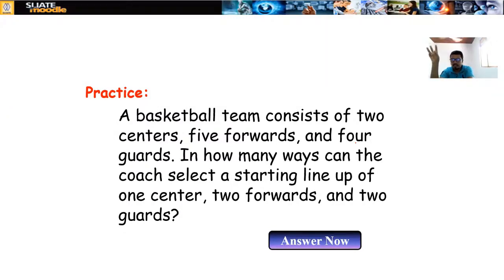Right? If there are 20 players in the squad, all 20 cannot play in the match. There is a certain number of players who can play. In a cricket match it is 11. Like that, in basketball as well, there should be a certain number of players you can play. In how many ways can the coach select a starting lineup of 1 center, 2 forwards, and 2 guards? Please find the answer and tell me what it should be.